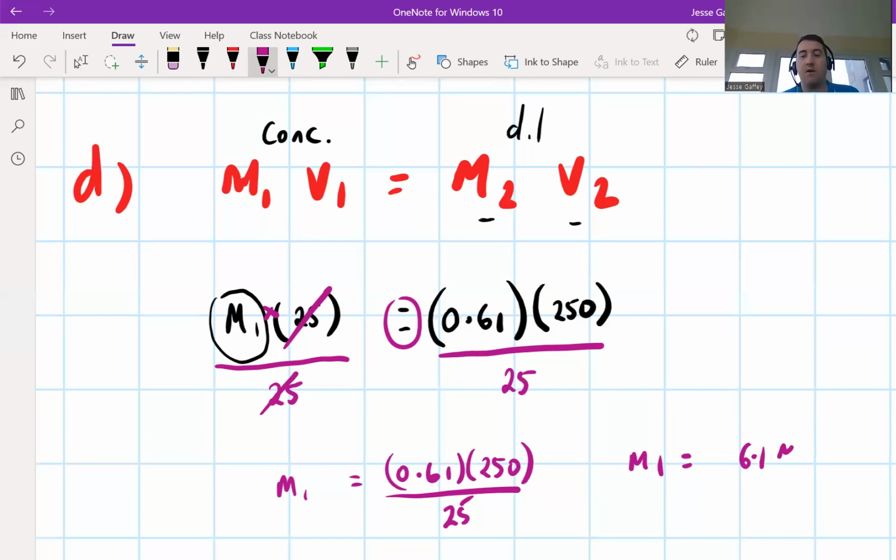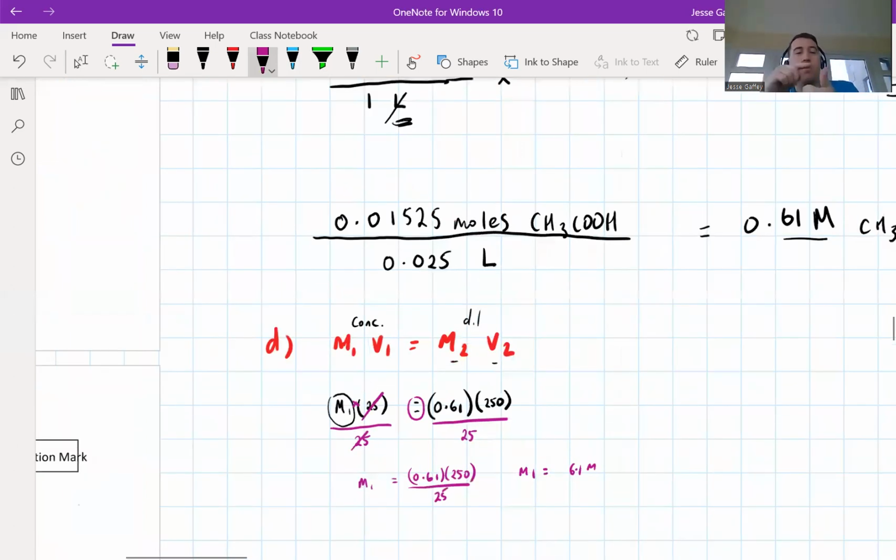Now let's logically think about that and see, does it make sense? Well, think about which should be more concentrated, the concentrated or the dilute? Think about that for a second. Obviously, the concentrated should be more concentrated. So this one, 6.1 molar, should be higher than the dilute. And obviously 6.1 molar is more concentrated than 0.61 molar. And you can see actually the relationship there is 10 times bigger, and we diluted it 10 times. So again, we're using logic, we're working it out.